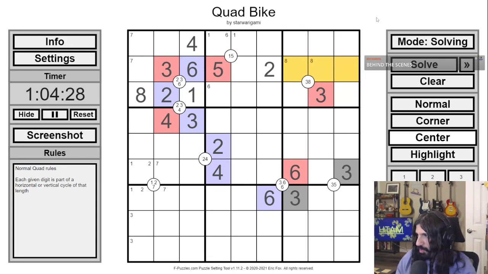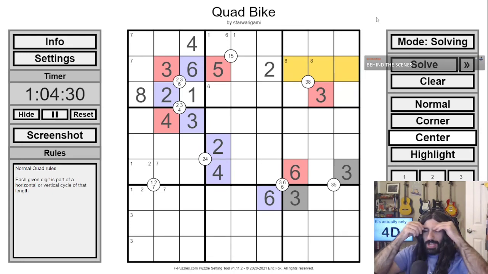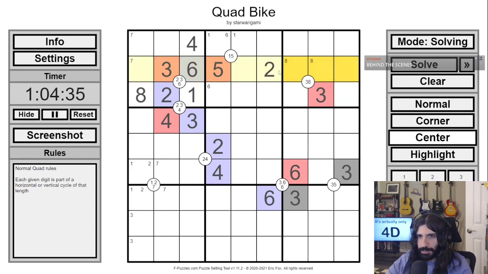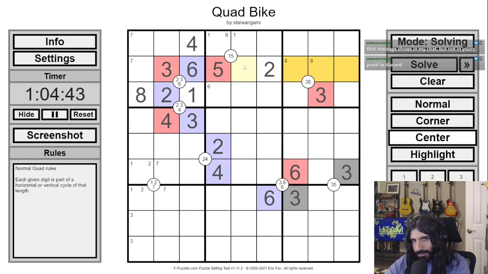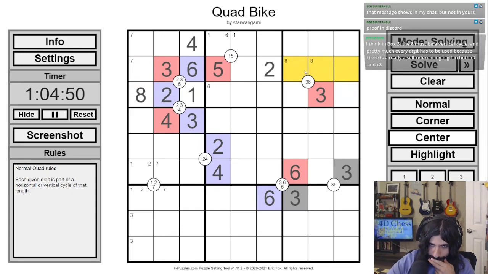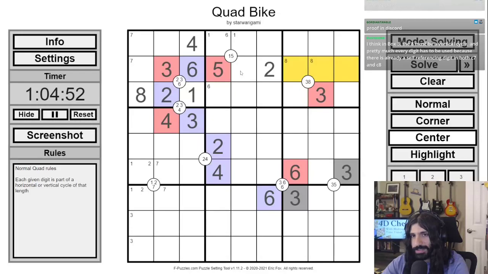Where do the 1 and 4 have to go in row 2? What a great question, Star Wargami. Where do the 1 and 4 have to go in row 2? There can't be a 1 here. There can't be a 4 here. There can't be a 1 or a 4 here. So the 1 or 4 have to go here. Yes? Which makes a ton of sense.